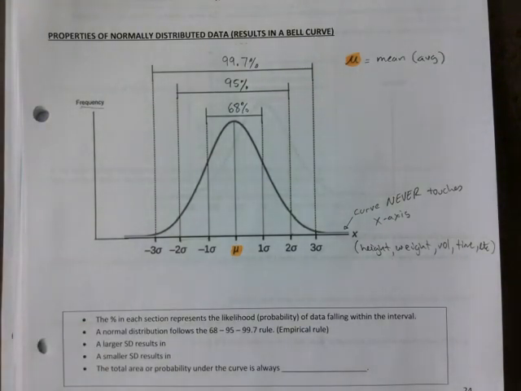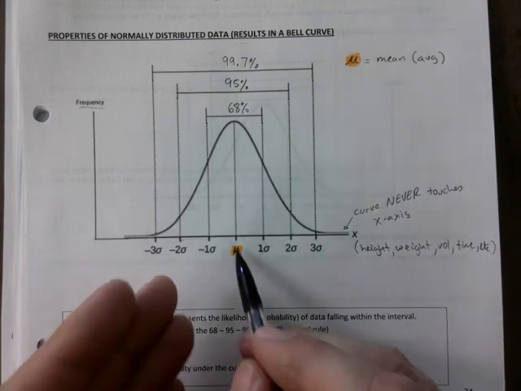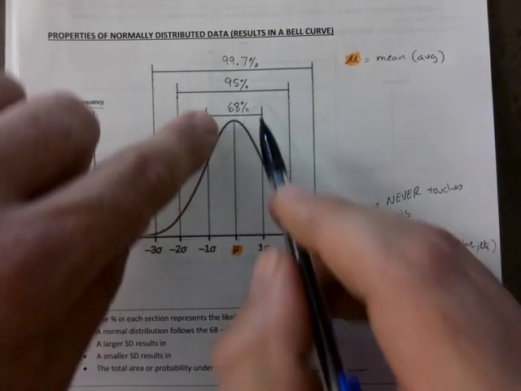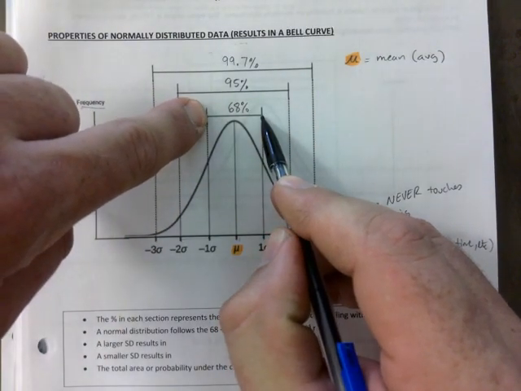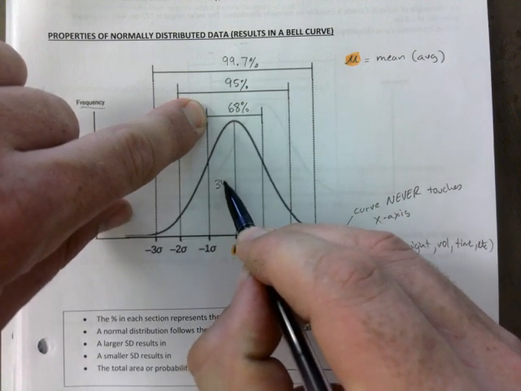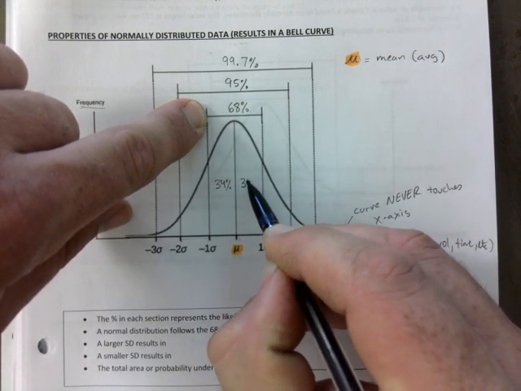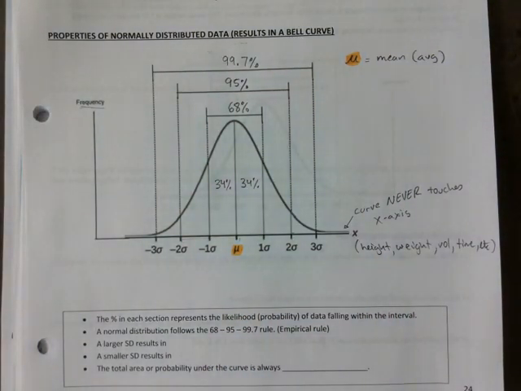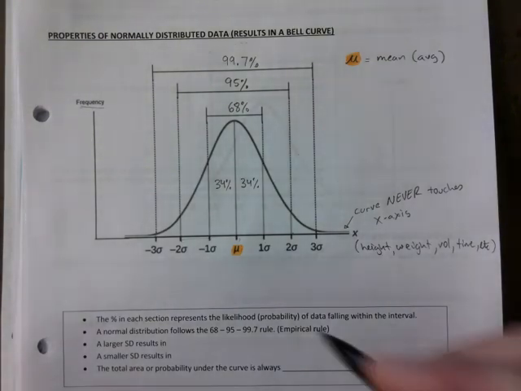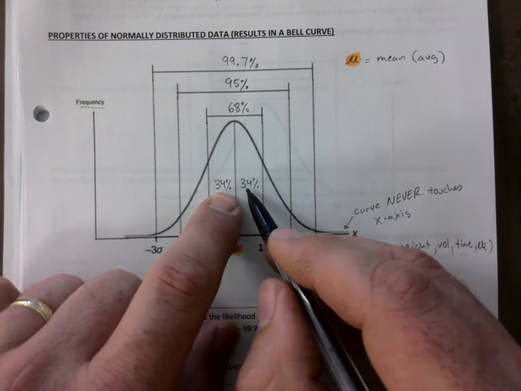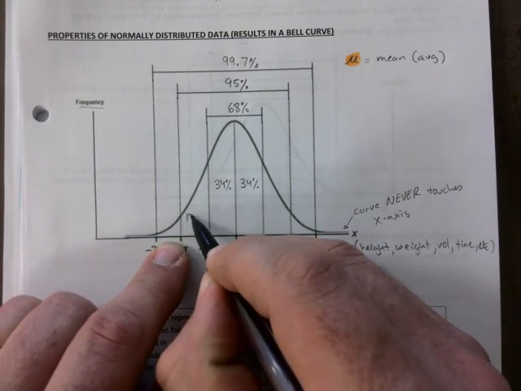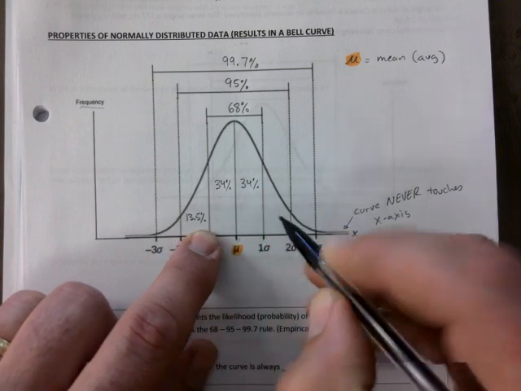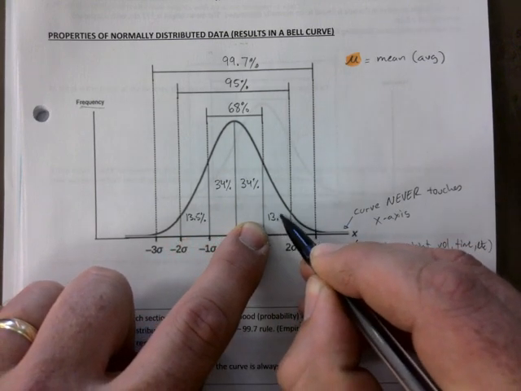So let's talk about symmetry. If this is symmetric, if we know that this is 68, then it stands to reason that this little chunk will be 34 and this little chunk will be 34 as well. That's an estimation, by the way. Later on with the calculator, we will find out exactly. It's very close to 34%, okay? It then stands to reason that this is 13.5% and this is 13.5%.